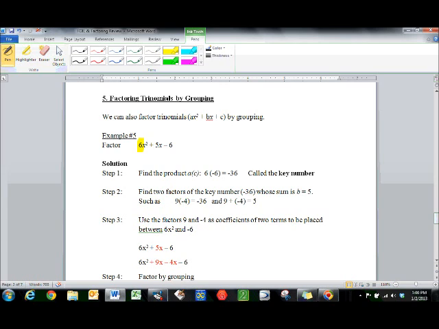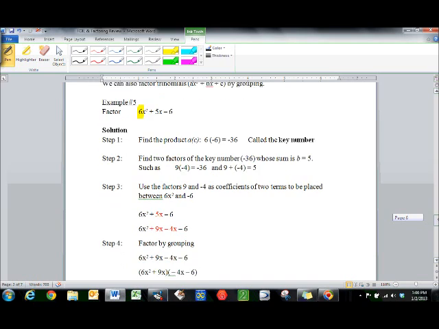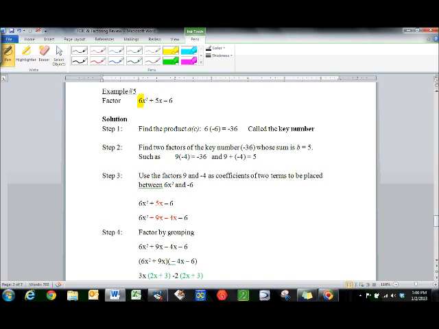So if you can learn this grouping process well, it's going to save you a lot of time and trouble. So let's go through the steps here of figuring out how we're going to use this grouping process. What we're going to do in the first step is take the first term, the leading coefficient, and the last term, the constant, and multiply them together to get what we call our key number.